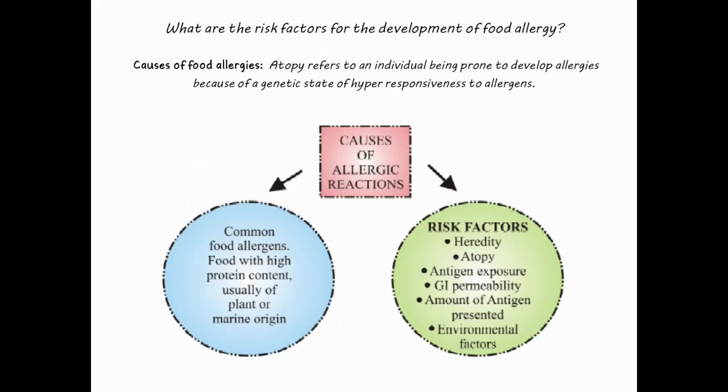So now we will go into the risk factors for the development of food allergy. Causes of food allergy reaction can be two, which are your common food allergens, foods with high protein content, usually of plant or marine origin. And next you have your risk factors, which are hereditary, atopy, antigen exposure, GI permeability, amount of antigen presented, and environmental factors.